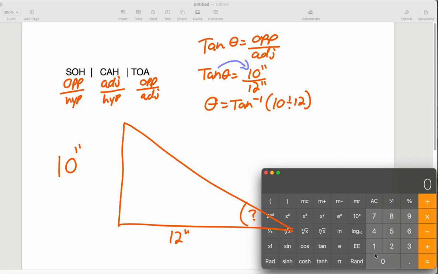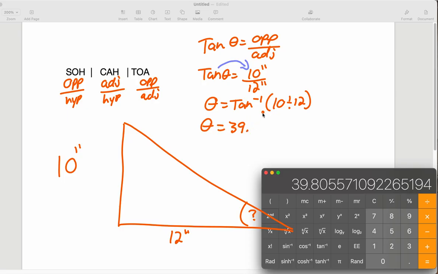Now what I do on a calculator is, if you can see, if I hit second function, that's what the tan looks like, tan negative 1. It's the inverse of it. So if I go 10 divided by 12 equals 0.833333 forever, we can go second function tan and hit that, and our angle is equal to 39.81 degrees. Okay, so that is that angle.